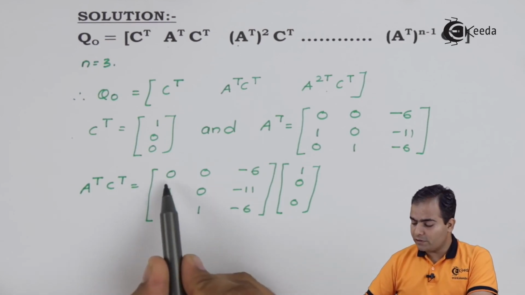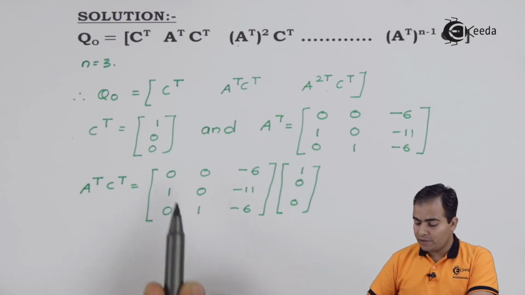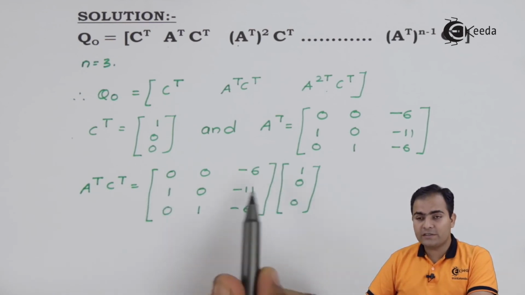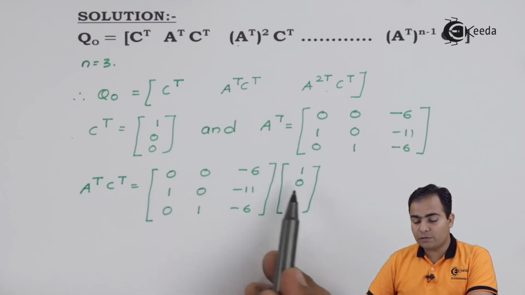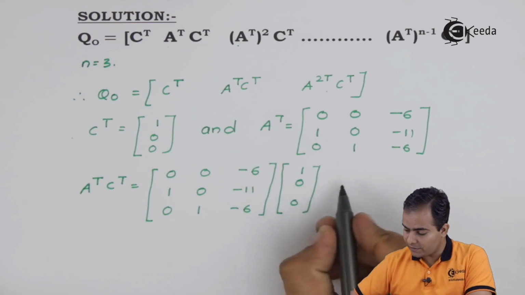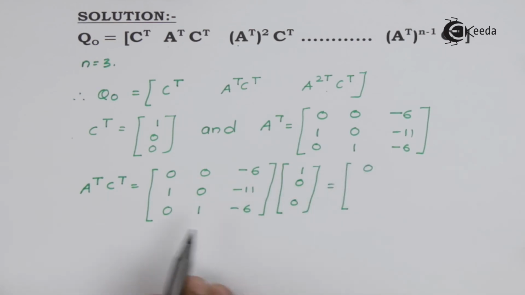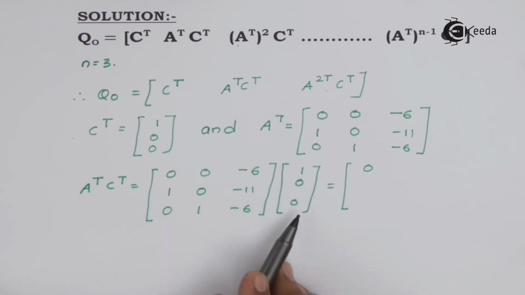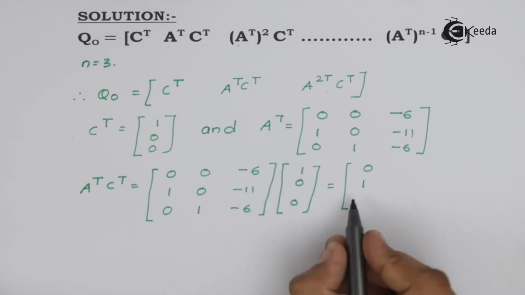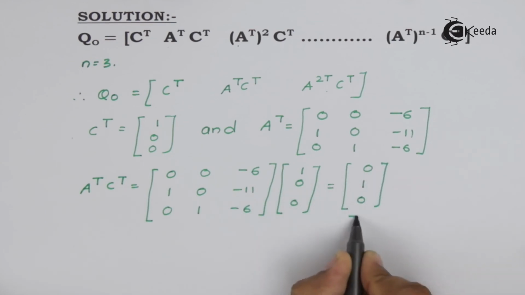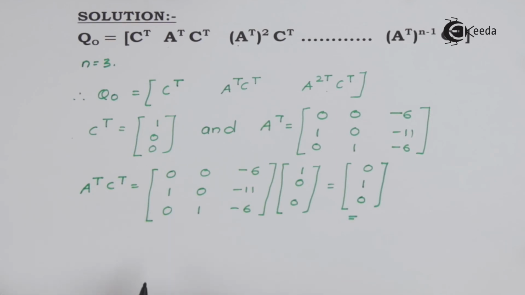Simply, the first row element is multiplied with the first column, and each element product is added to the next element product. So 0 into 1 is 0, plus 0 into 0 is 0, plus minus 6 into 0 is 0. So you will get 0 as the first element. Now we'll do the same thing. 1 into 1 is 1, plus 0 into 0 is 0, plus minus 11 into 0 is 0. So you will get only 1 as the second element of the row. Last, 0 into 1 is 0, 1 into 0 is 0, minus 6 into 0 is 0. So you will get 0 at the end. And this is the value of my A transpose C transpose.